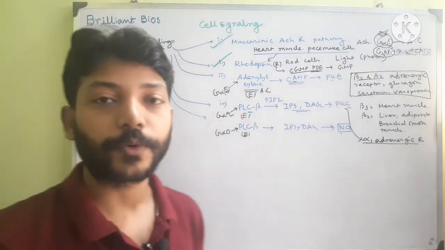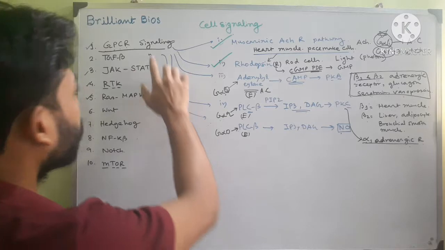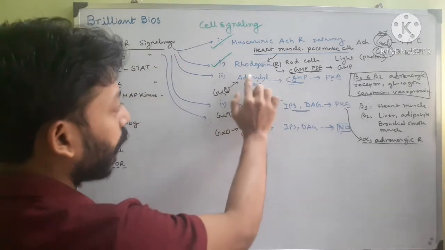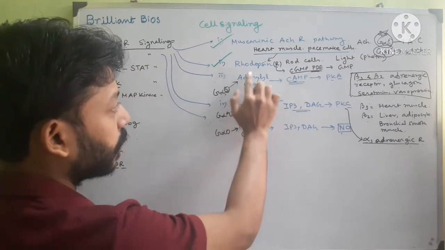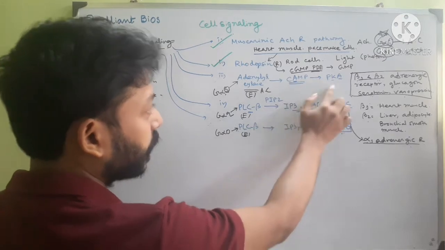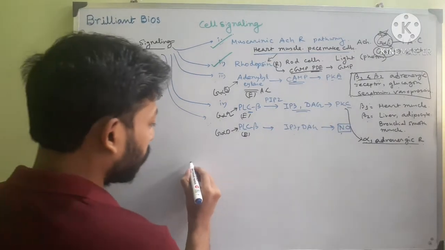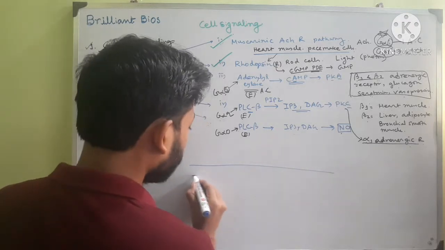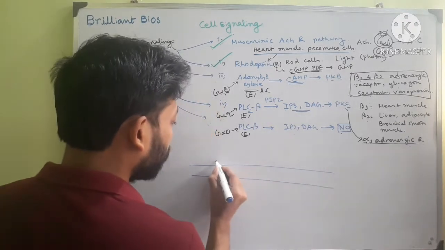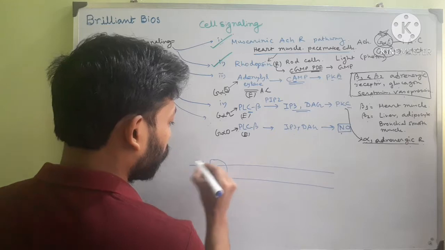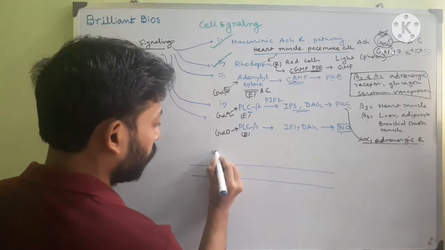In this class we are going to learn how the G-protein coupled receptor signaling pathway activates another effector molecule called adenylyl cyclase, then cAMP, then PKA. What happens here? Let's suppose this is a plasma membrane and this is the G-protein coupled receptor. Let's suppose this is a GPCR.